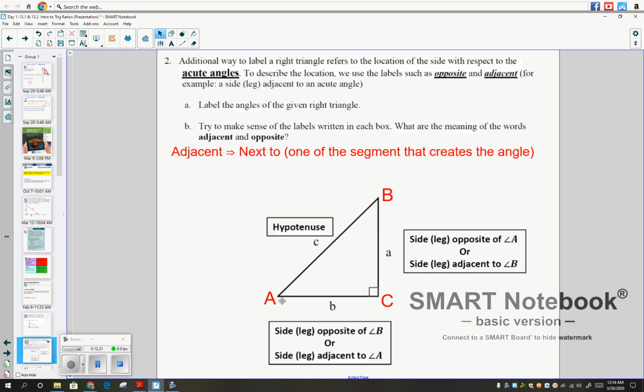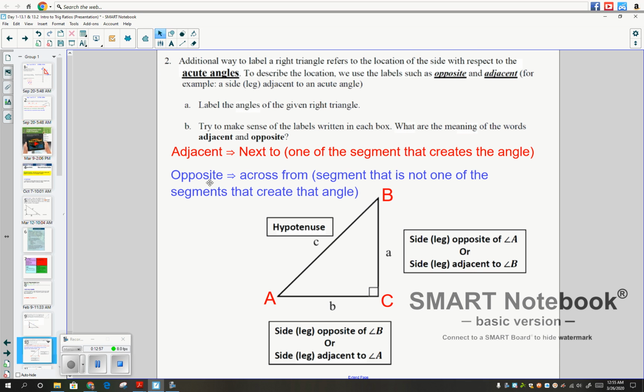We're going to look at the segment, the leg, that creates the angle. That is what I refer to as the adjacent side. So for example, side B here is adjacent to angle A. It's the leg. Whenever we talk about the words adjacent and opposite, we're always talking about the legs. Yes, the hypotenuse is next to angle A, but the hypotenuse has its own special name. And segment BC right here, which I'm moving my mouse up and down, is the side that is adjacent to B.